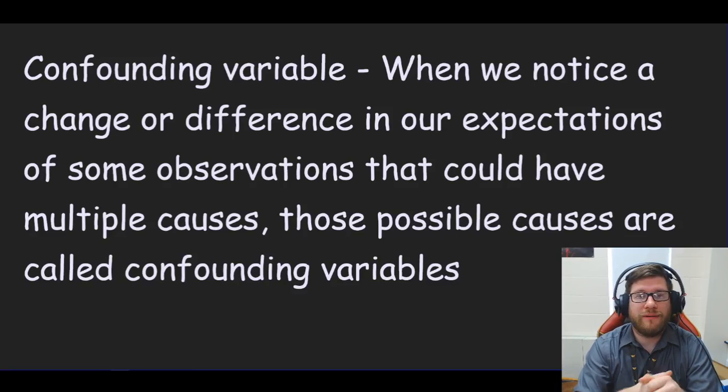Today we're going to be talking about confounding variables. A confounding variable is something in an experiment or a simulation or a situation that we're observing that could be the cause of a change that might not be the same cause that we think.